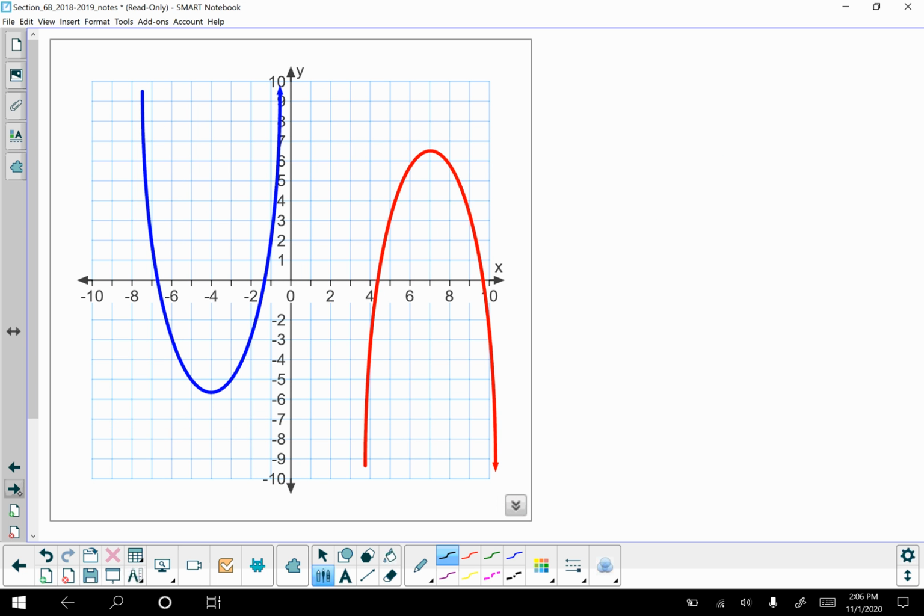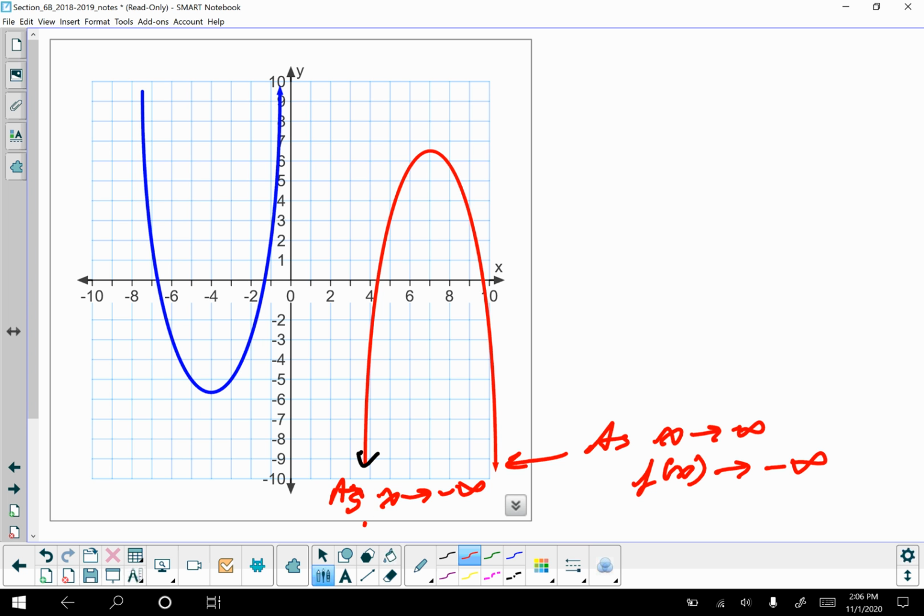Both of these work in similar fashion. There's supposed to be an arrow here, but I don't know what happened to it. Okay, so what's going on here? As x goes to infinity, as I go to the right, f at x goes down to negative infinity. If I talk about this one here, as x goes to negative infinity, f at x also goes to negative infinity.